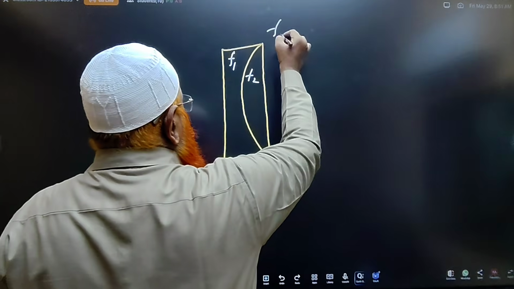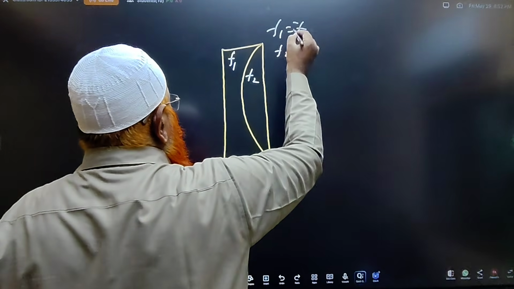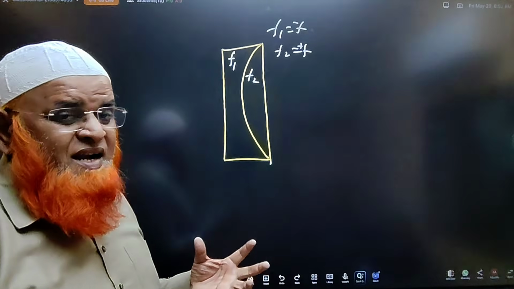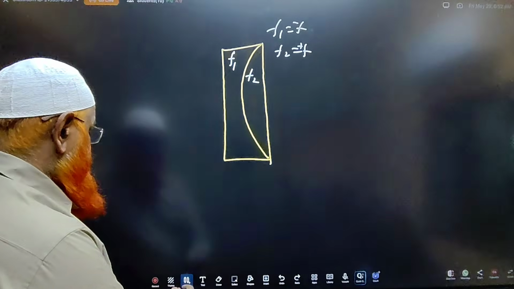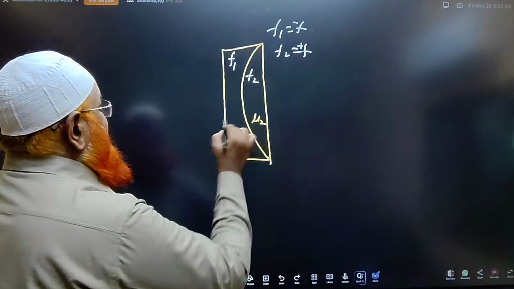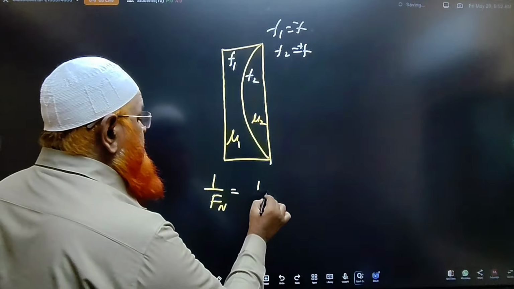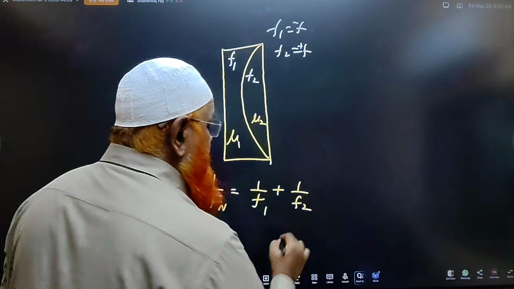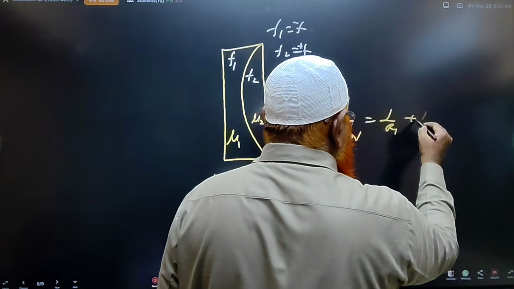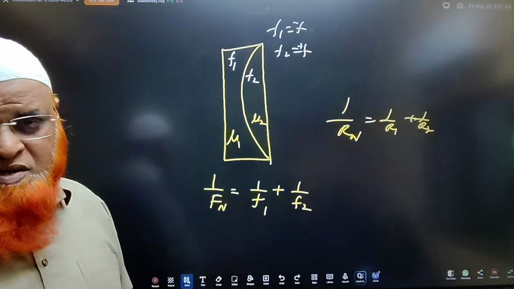That means f1 is also f, f2 is also f. But if it is a concave, it is minus. If it is a convex, it is going to be plus. The focal length is going to be plus. So how do you write the combined focal length for these two? If the refractive index of the first one is mu1 and the second one is mu2, the simple thing you do is the resultant focal length, the net focal length, is going to be 1 by f1 plus 1 by f2. Just like resistances, we write 1 by R net is equal to 1 by R1 plus 1 by R2 in the case of parallel connection of resistance, or not? For the resultant focal length also, the same concept you have to apply.